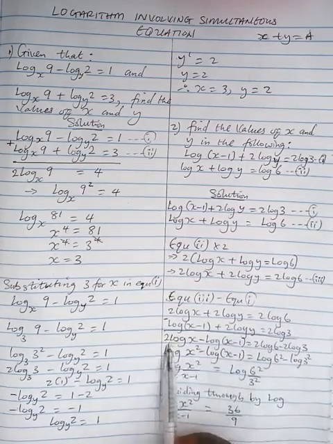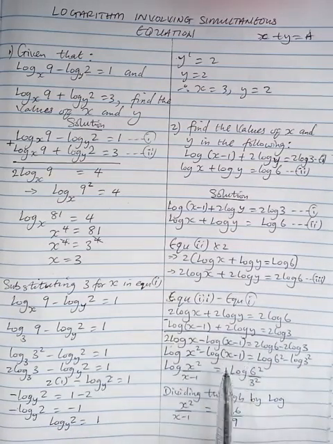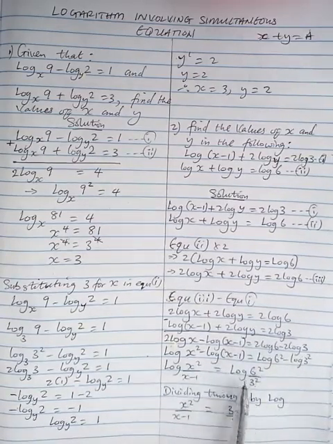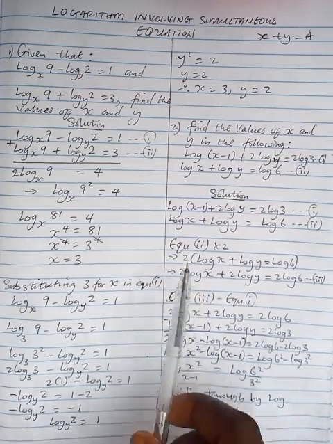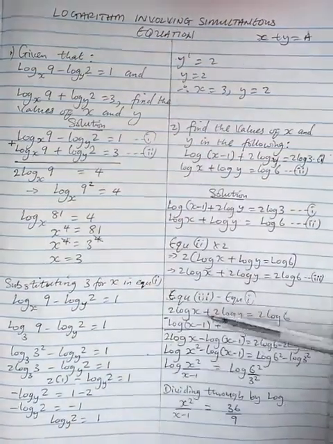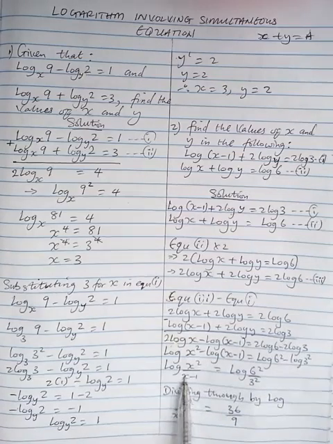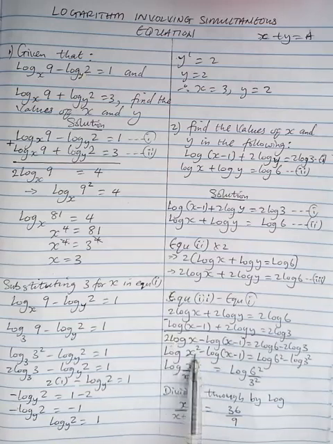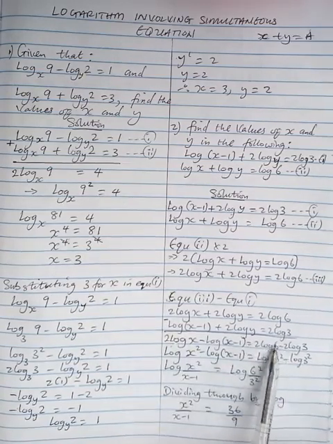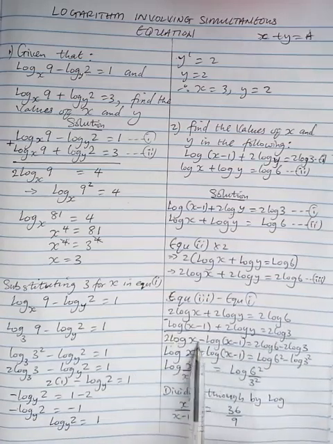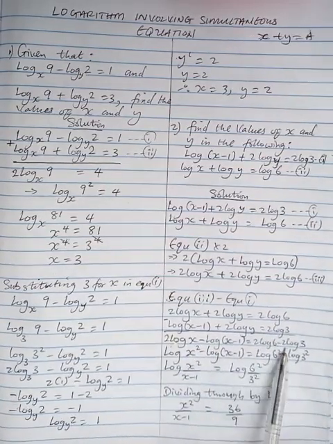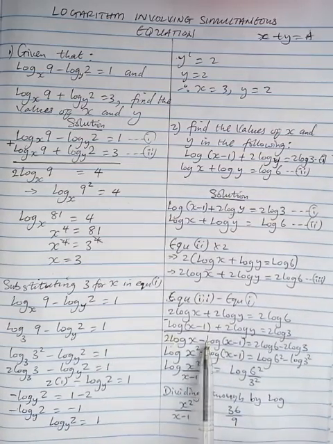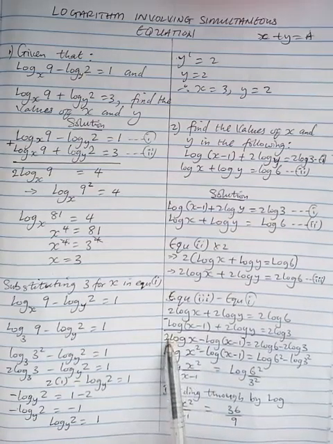Now that we have multiple logs on both sides, we look for a way to make sure that we have a single log and one term on both sides, so we can cancel the log, just like we did in other videos, the one involving quadratic equation. At this point, we look for a way to make everything here to have just the common log. This one is having 2, this one is having 2, this one is having 2. Although the majority have 2, this one that has just 1, it will not be easy for us to make it 2, but it will be easy for us to remove these 2 from here.